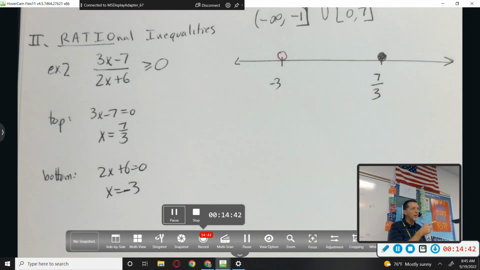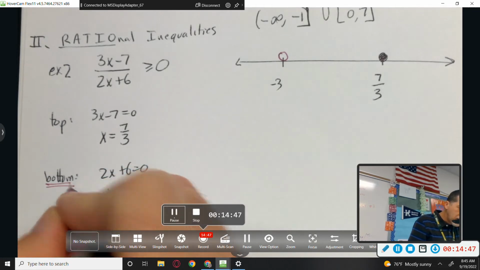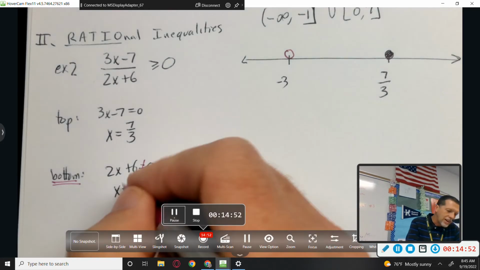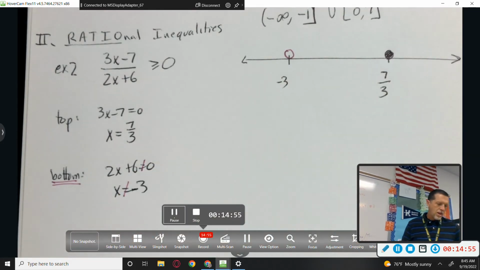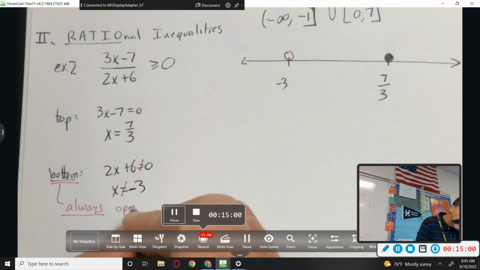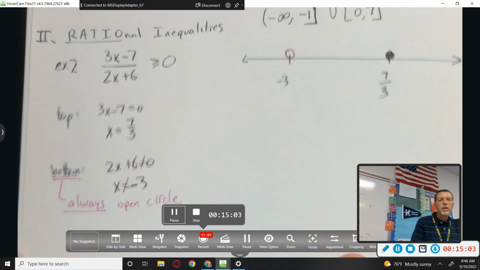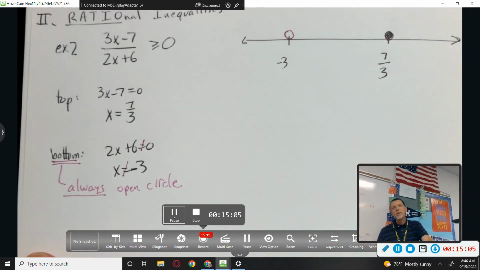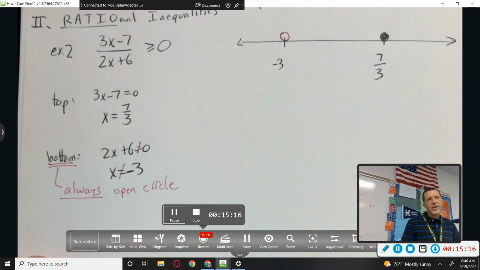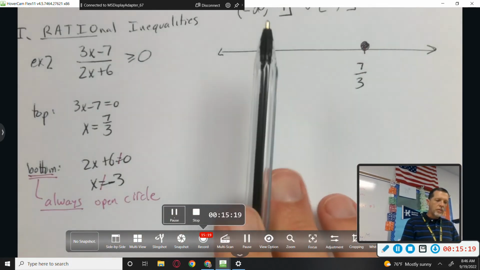The denominator can't be 0. You can't divide by 0. In fact, some people will write it from the get-go: 2x + 6 can't be 0, so x can't be -3. And so the bottom is always an open circle. Before inequalities come into play, you can't divide by 0. So zeros of the denominator, always, always, always an open circle. Numerator, it depends on whether the equal sign is there or not. So this one we've got one open and one closed.